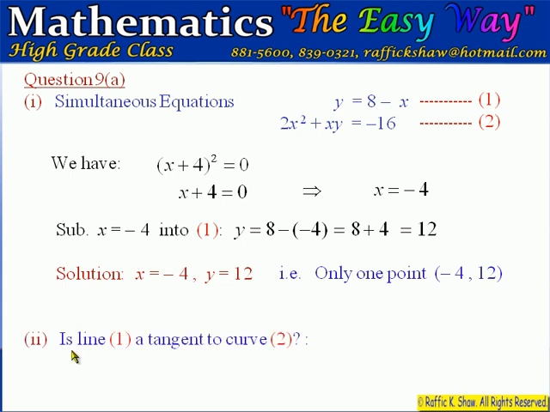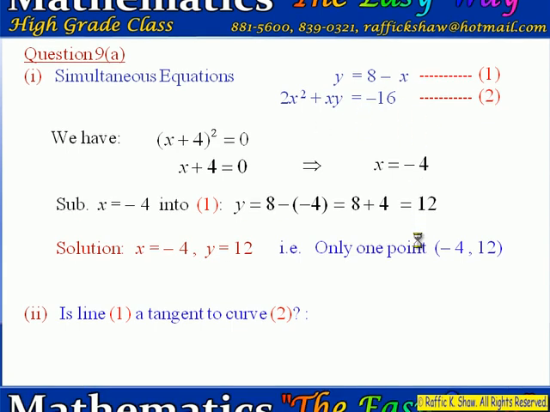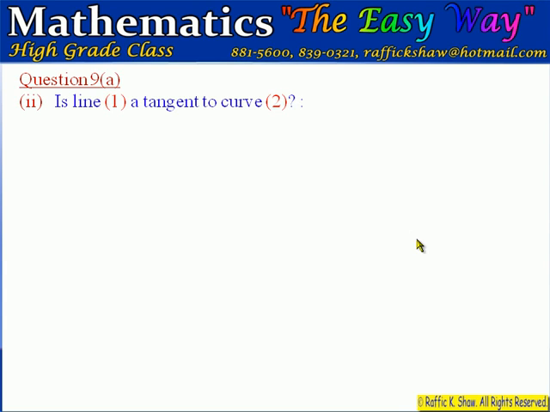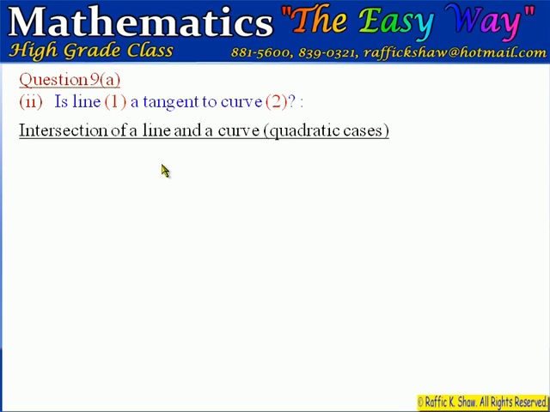Now part 2 is asking us to state whether or not the line 1 is a tangent to the curve 2. That is, if this line is a tangent to the curve. So let's look at that on the next page. That's it. Is the line a tangent to the curve? So let's discuss the intersection of a line and a curve, and we are looking at quadratic cases where there is no more than 2 points of intersection.